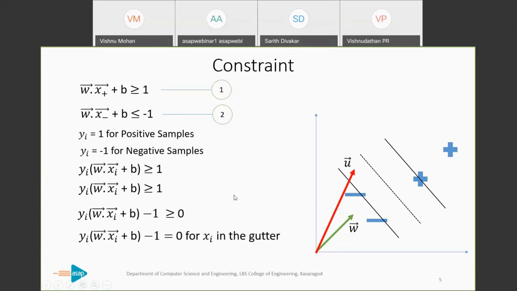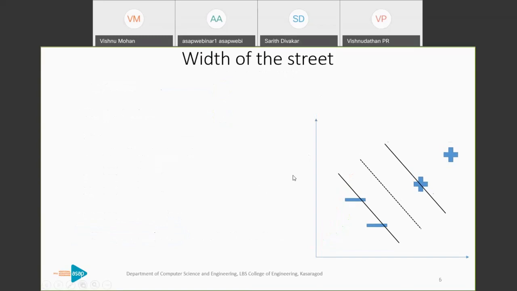Now, if the value of this constraint is equal to 0, that means the vector is in these gutters. Okay, these gutters. Later we will come to know that they are your support vectors. So this is a constraint we have now. So let us move to the next slide.